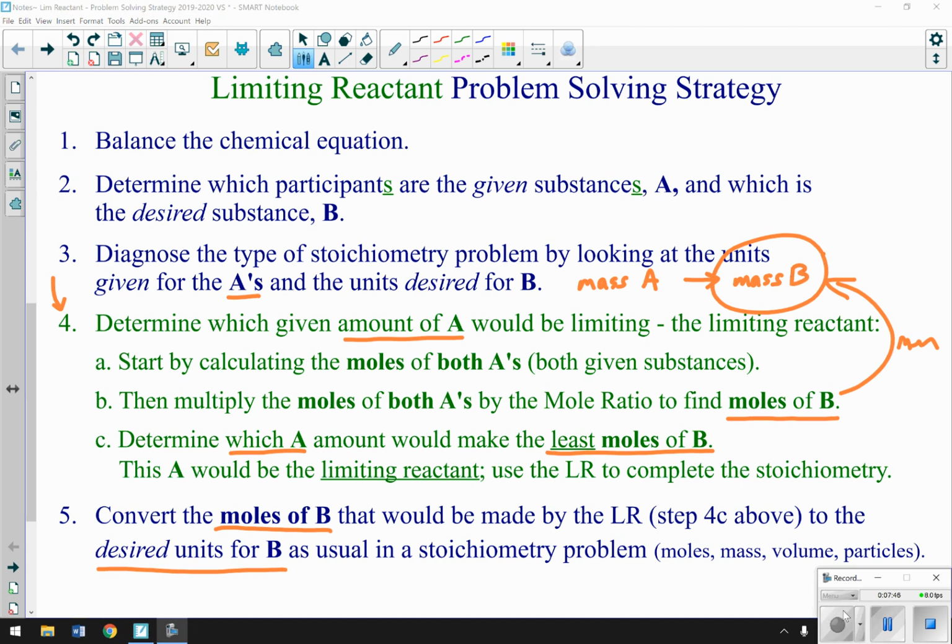So really the first 3 steps are the same. You're still going to balance your equation. You're going to set up your problem. What are your A's, plural, and what's your B? You're still going to want to know what units I give you for A and note what units are desired for B. So the only thing different is going to be this middle part, and the ending part is going to end the same way as any stoichiometry problem. So let's go over 3 different sample problems to illustrate how you would execute this problem-solving process in a real stoichiometry problem.